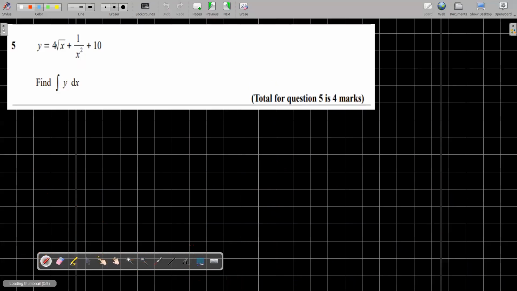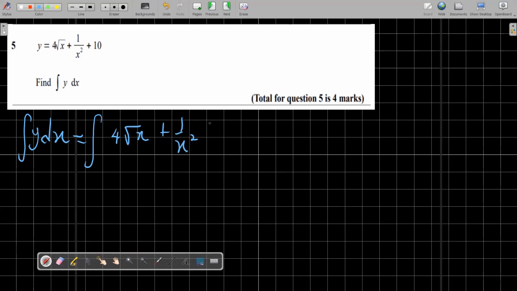The next question that says, y is equal to 4 square root of x plus 1 over x squared, then plus 10. And then the question is asking you to find the integral value of y dx. How do we go about this? The integral value of y dx simply means you have to integrate 4 square root of x plus 1 over x squared plus 10. Remember, there's going to be the x.